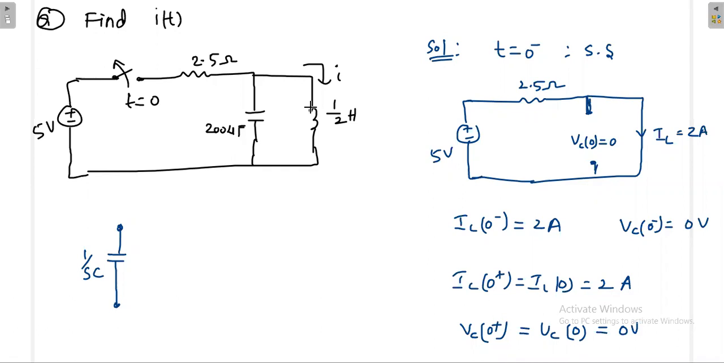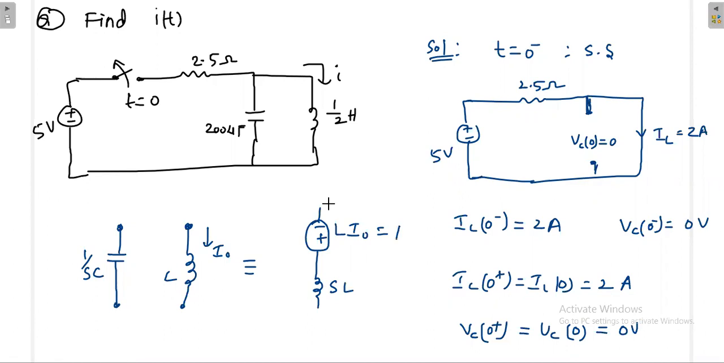Then how to replace the inductor? The inductor is having some initial current I naught. Whenever the inductor is having some initial current, how do we represent it? A source of L I naught, minus plus, in series with the inductor represented as SL. Then what is the value of L into I naught? The L value is 1 by 2 and the I naught value is 2, where I naught is the initial current through the inductor, so L I naught is 1. Again, instead of L in SL we substitute 1 by 2, then we get S by 2.